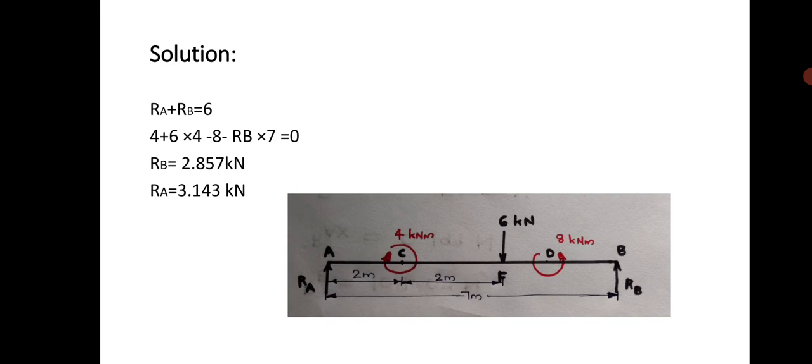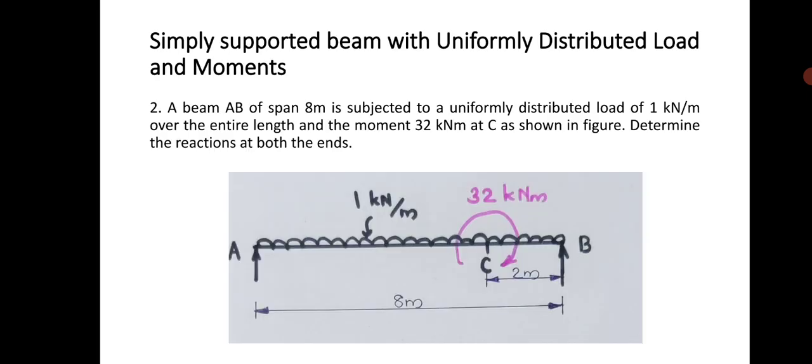Solving these two, you will get RA as equal to 3.143 kilonewton and RB is equal to 2.857 kilonewton. Second question. A beam AB of span 8 meter is subjected to a UDL of 1 kilonewton per meter over the entire length, and the moment 32 kilonewton meter at C as shown in the figure. Determine the reactions at both the ends.